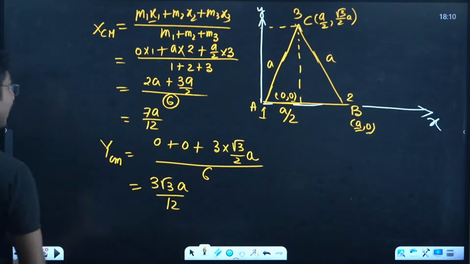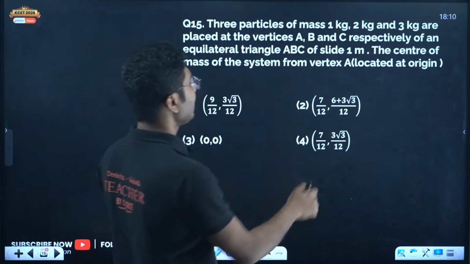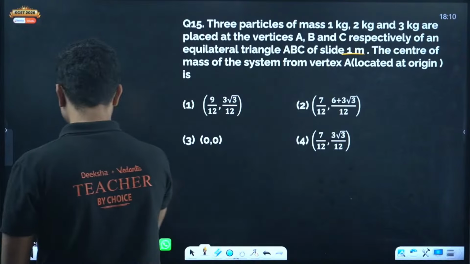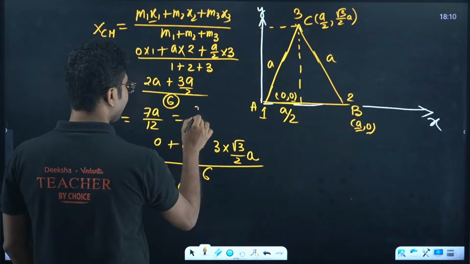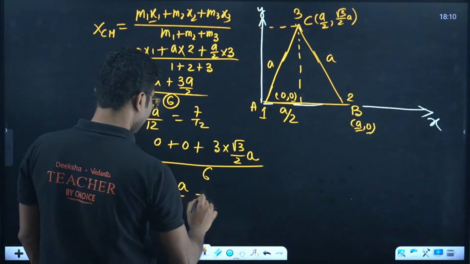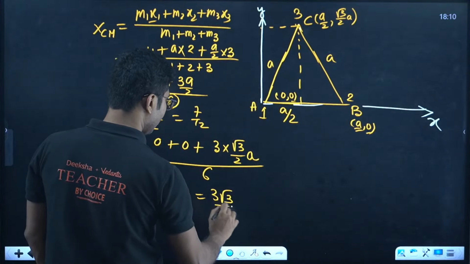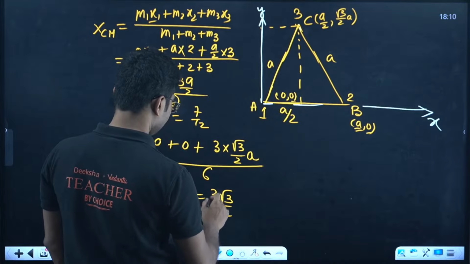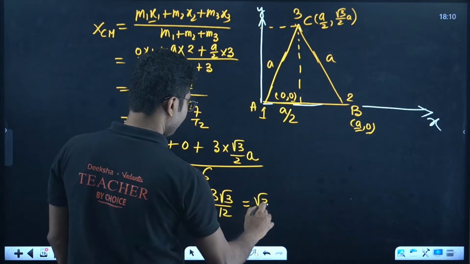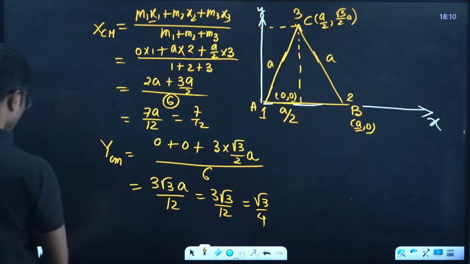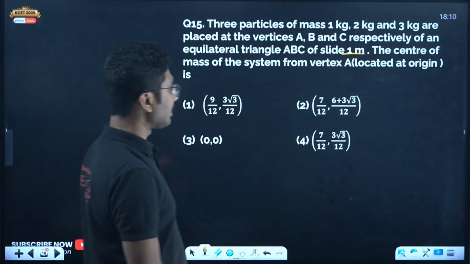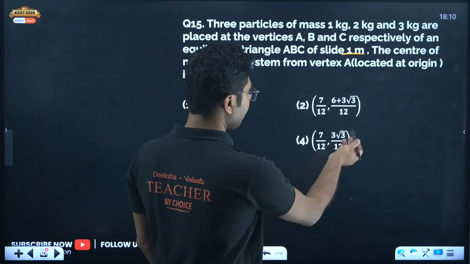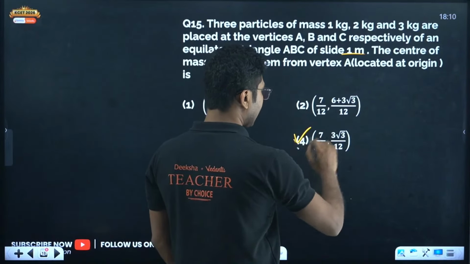Okay, now if you see, the side of the triangle is given here as 1 meter, so every A becomes 1, so we get this as 7 by 12 and this becomes 3 root 3 by 12, or root 3 by 4. So now the answer will be 7 by 12 comma root 3 by 4. So the correct answer is option 4.